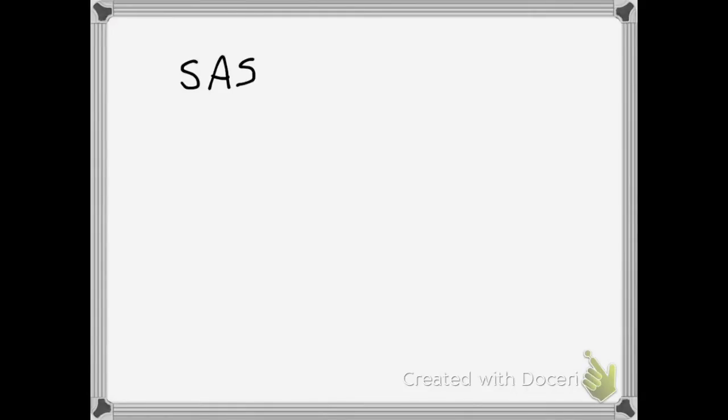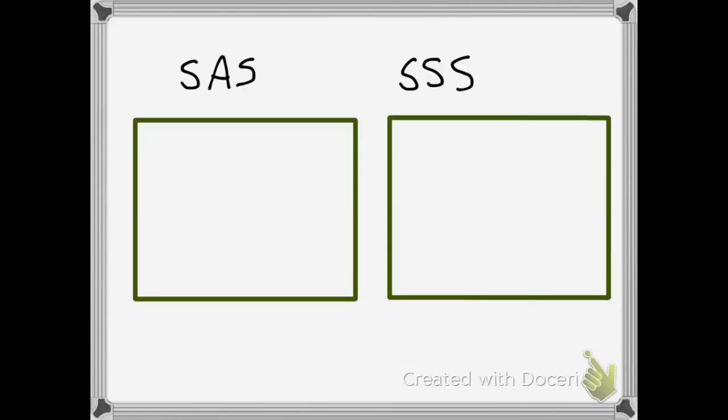SAS and SSS forms. SAS is side angle side, while SSS is side side side. SAS, which is side angle side, will work with these formulas.